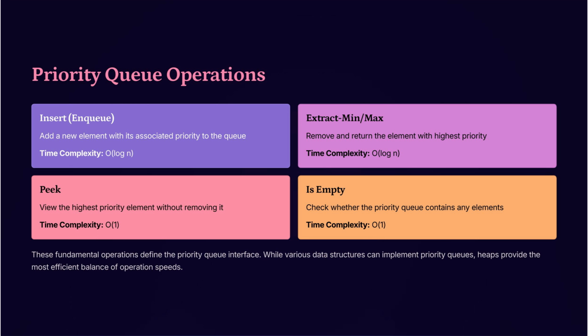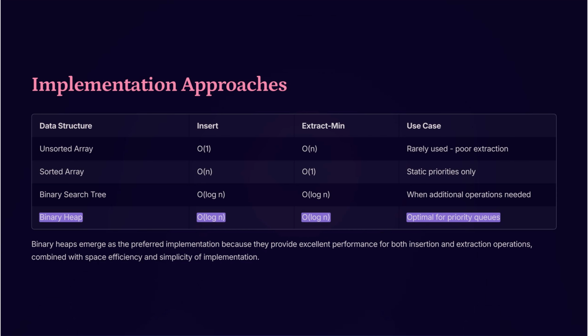Priority queue operations include insert, which adds an element with its priority in O(log n) time. Extract min/max removes the highest priority element, also in O(log n) time. Peek allows viewing the highest priority element in O(1) time, and is empty checks if the queue is empty, also in O(1) time. Binary heaps are optimal for priority queues, offering O(log n) for both insertion and extraction.